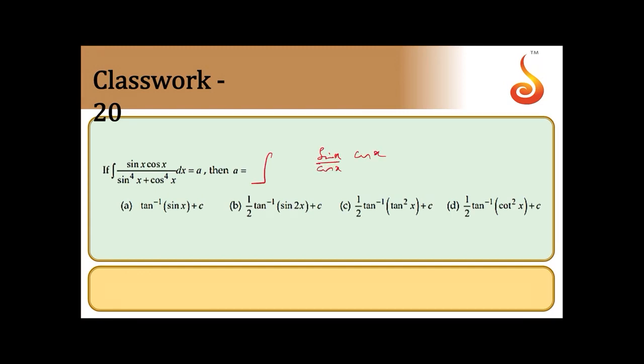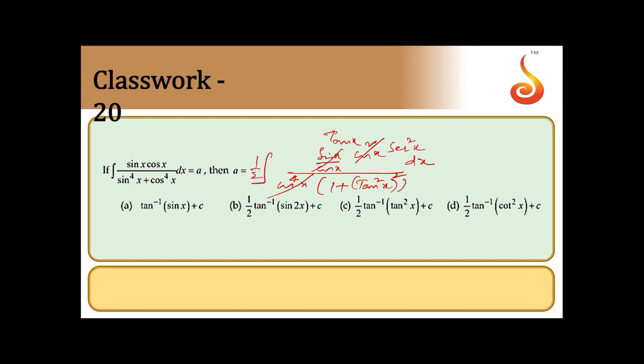I divide by cos x and multiply by cos²x divided by cos⁴x taken common: 1 + tan⁴x, and tan⁴x can be written as (tan²x)² dx. Of course, the cos⁴ gets cancelled, and you will get the sec²x, and this is nothing but tan x sec²x.